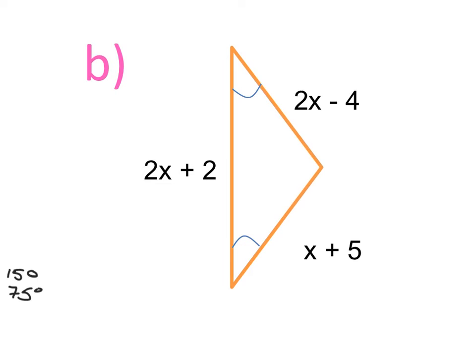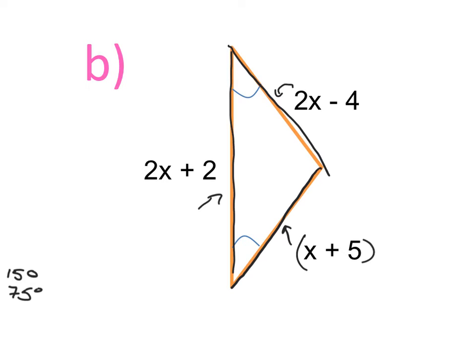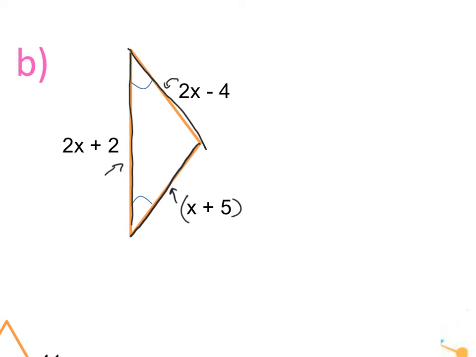Okay, be real careful here. These are referring to the sides, just to be clear. This is x plus 5. This is 2x plus 4. They're talking about the sides here. And this one is 2x plus 2. Colette, you want this one?